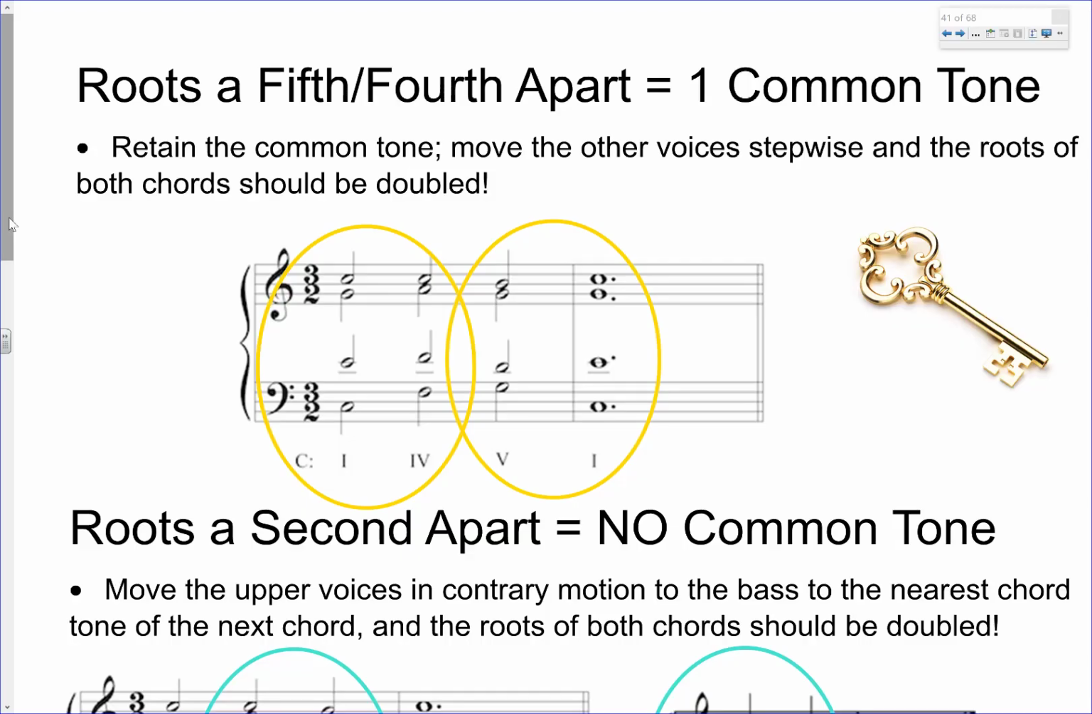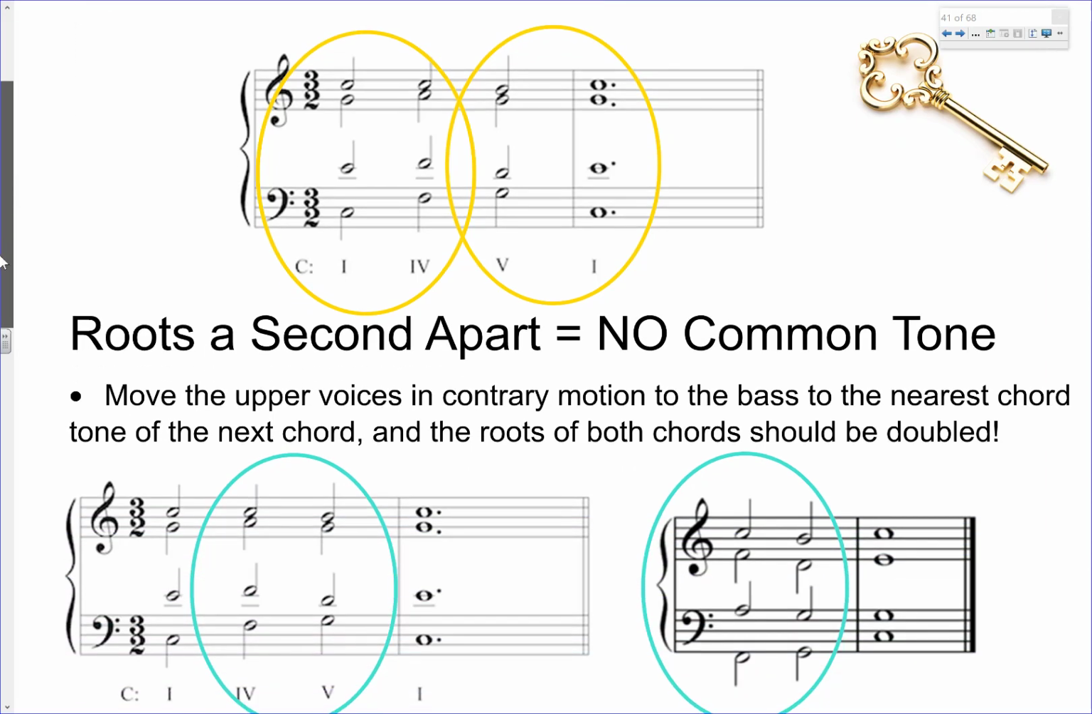Okay, so we've already gone over the first principle, where you have roots a fifth or fourth apart, that there's one common tone, and to retain the common tone in the same voice and move the other voices stepwise, and the roots of both chords should be doubled. Now we're on to our second principle. This is when you have bass motion where the roots are a second apart, or a seventh apart, but more commonly a second apart. What I mean by second and seventh, it's just the inversion of the interval.